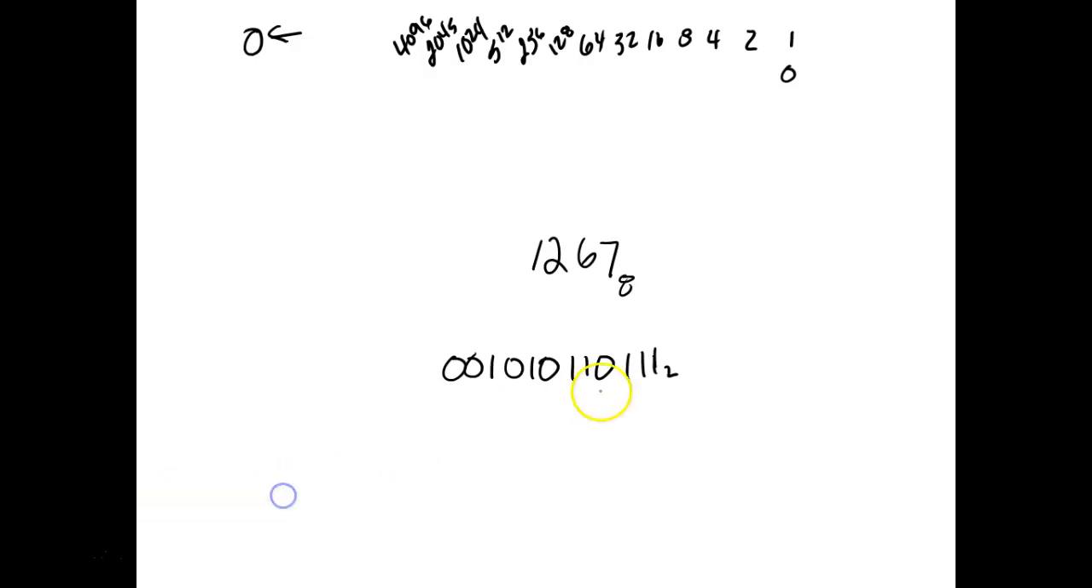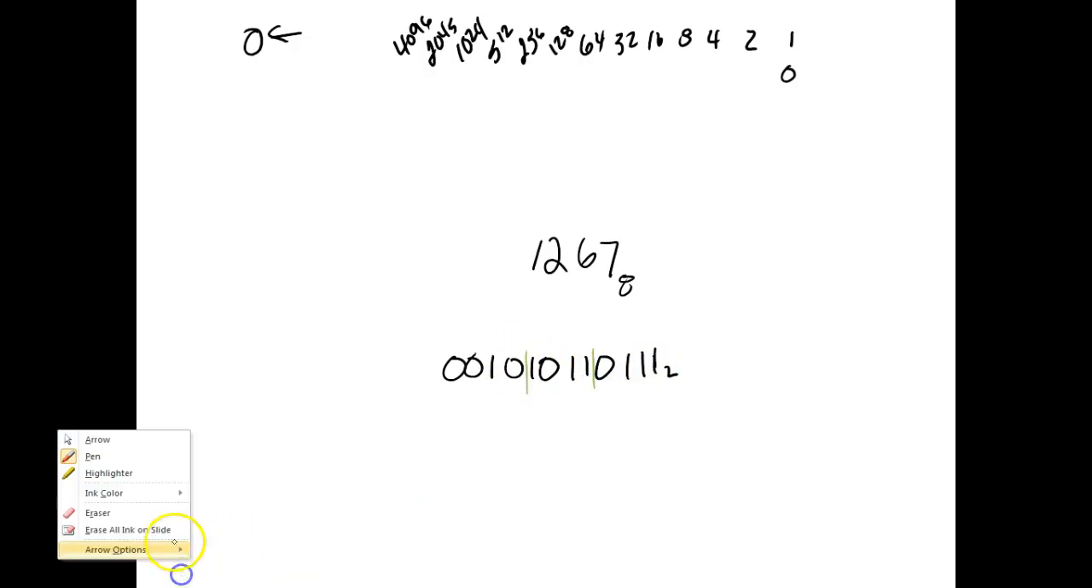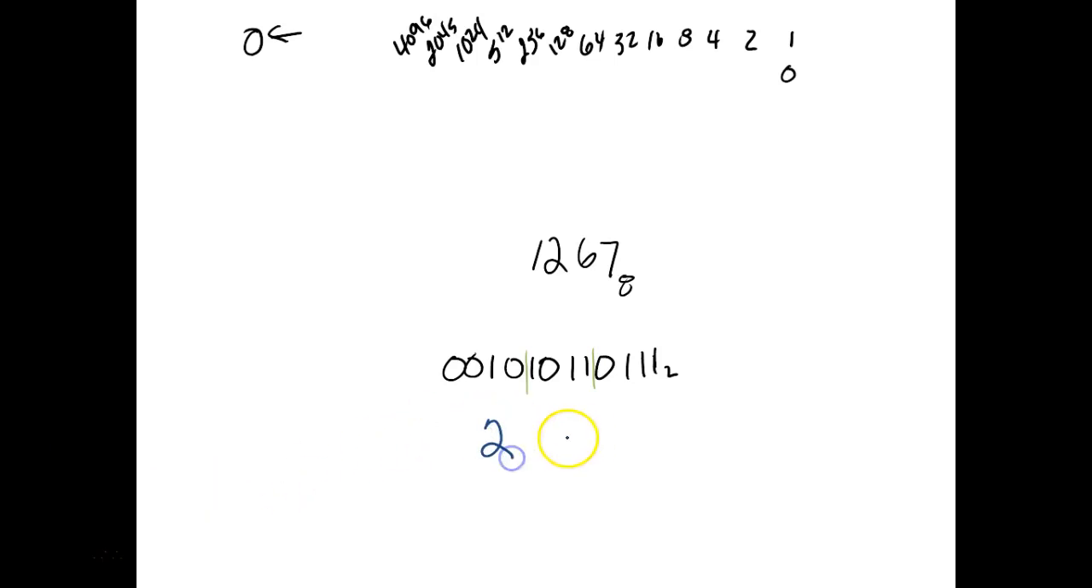To get the hex, I'm going to take that binary number and split it into groups of 4s. 2, B, 7. Are we okay?